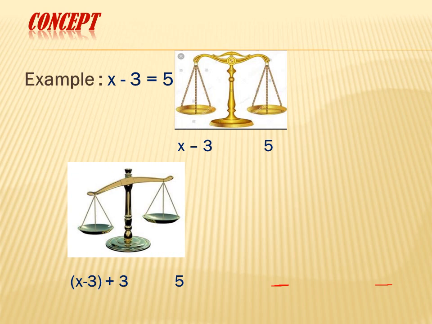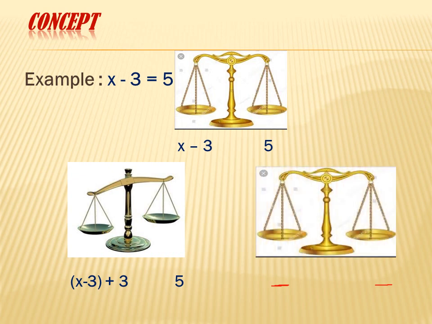So to maintain this equality, what do we have to do? Can you think of what you will do? Yes, of course, you are thinking right, and that is you have to add the same amount, that is plus 3, in the right hand pan. So to make the pans at equal level, we are adding 3 in the right hand side. So this minus 3 and plus 3 will cancel out, and it will give you x, and 5 plus 3 will give you 8.